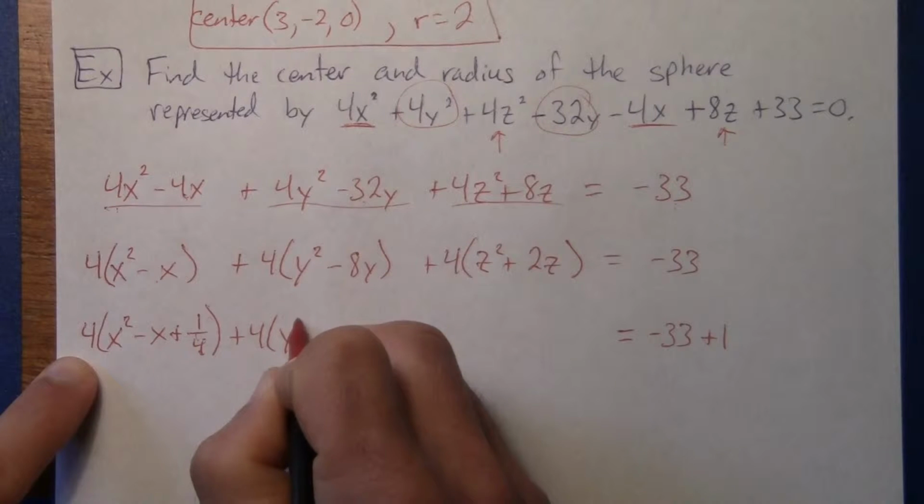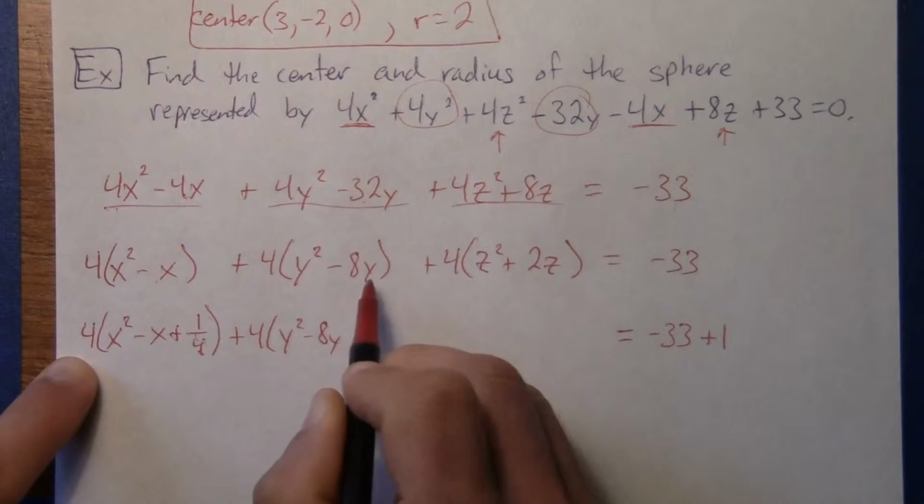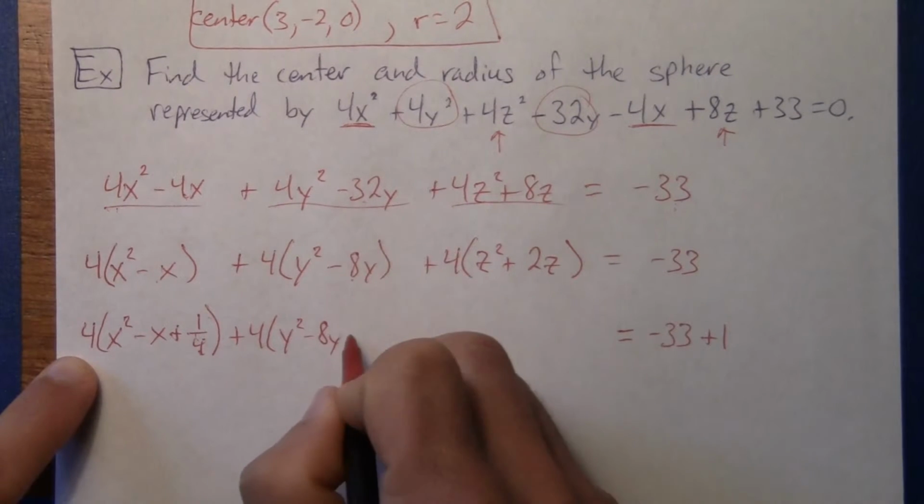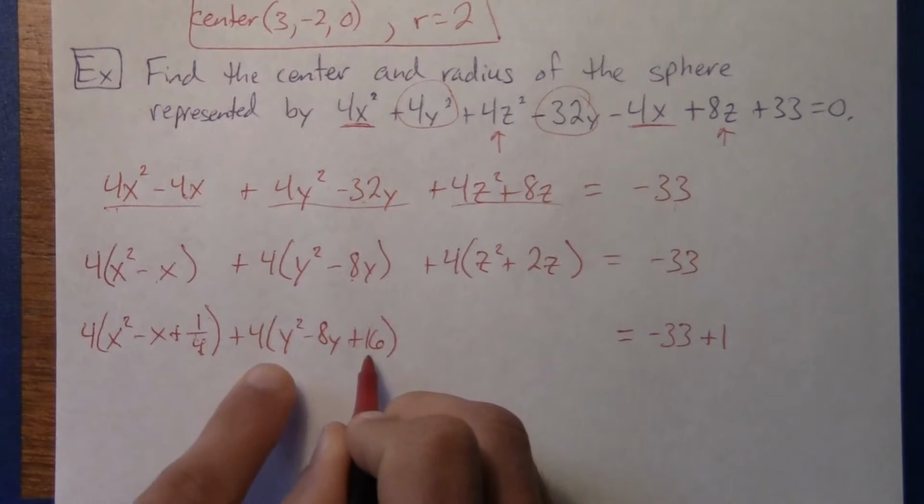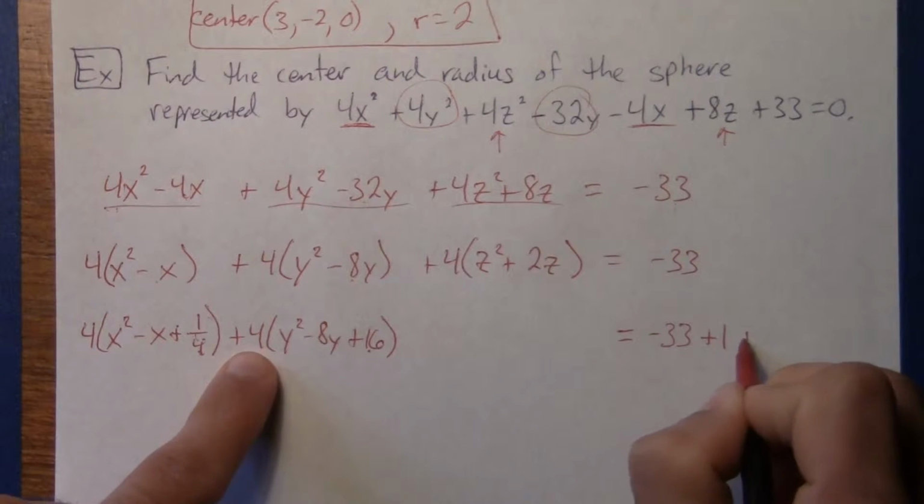Alright, do the same thing with your y squared terms. Divide the b value by 2 gives you -4, square it would give you 16. Technically, I'm adding 64 to both sides.